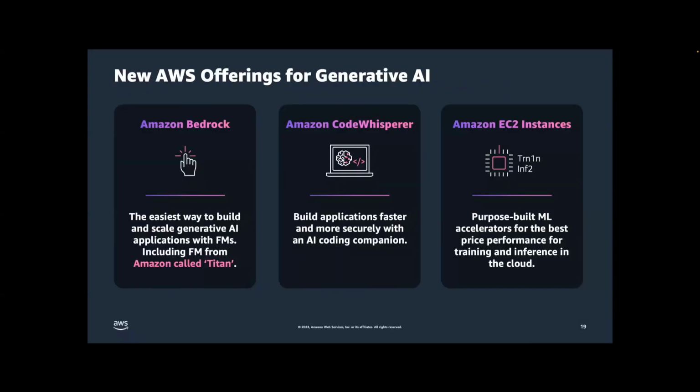You probably haven't heard about some of the new AWS offerings for generative AI. For example, Amazon Bedrock, which was announced on April 13th, which is the easiest way to build generative AI, and provides access to the most comprehensive and open foundation models such as Anthropic, Stable Diffusion, and also Titan, which is the foundation model that's going to be provided by Amazon.